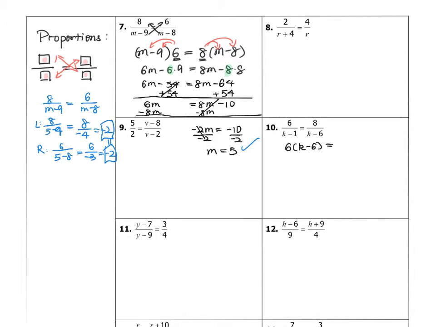When you multiply, it doesn't matter the order. A times B is the same as B times A. Now I begin to distribute. I should have 6k minus 36 on the left-hand side. And on the right-hand side, I have 8k minus 8.